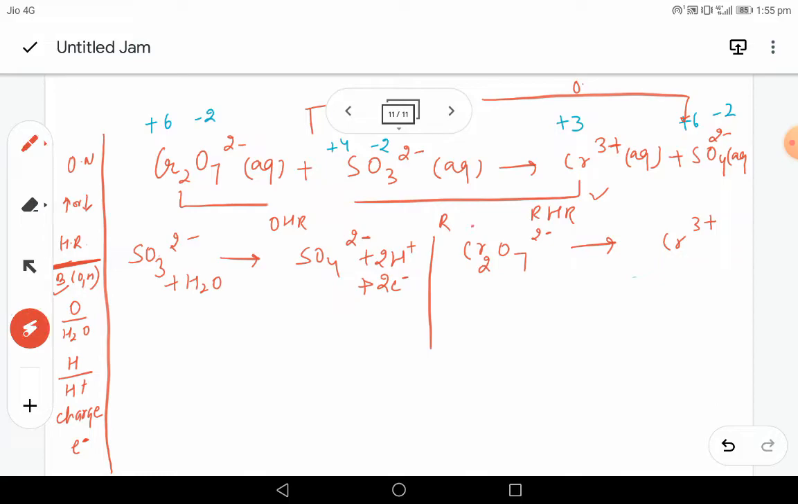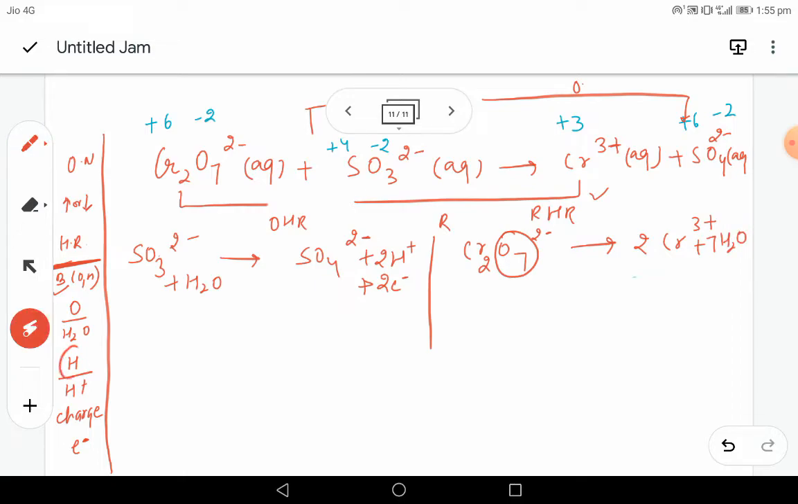So we can see chromium 2, chromium 1. So we'll make this chromium 2. We have balanced every other atom except oxygen and hydrogen. Now we have to balance oxygen by adding water to the side which is deficient in oxygen. Here we have 7, here we don't have any oxygen. So I will add 7 water molecules on the other side, and then my oxygen will also be balanced.